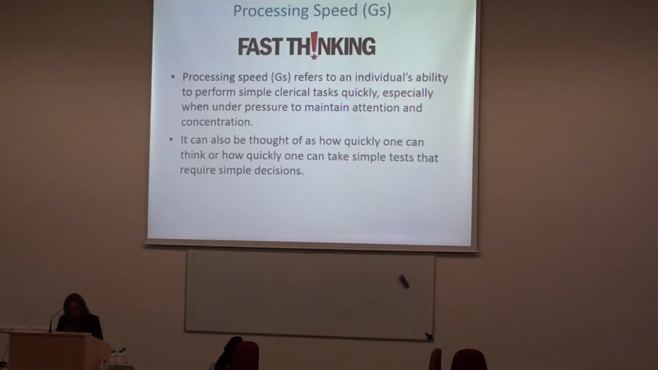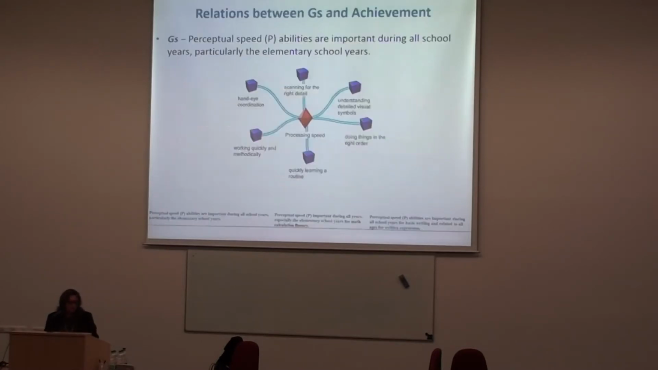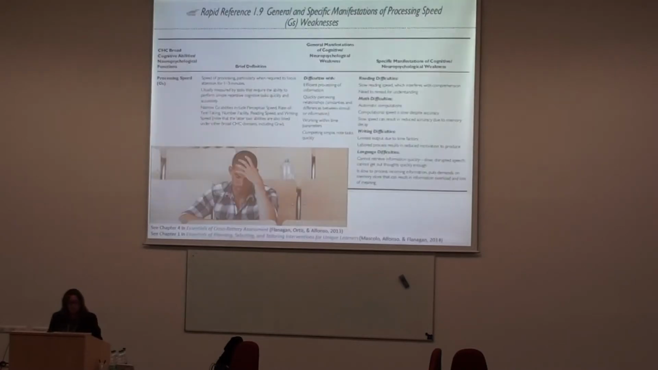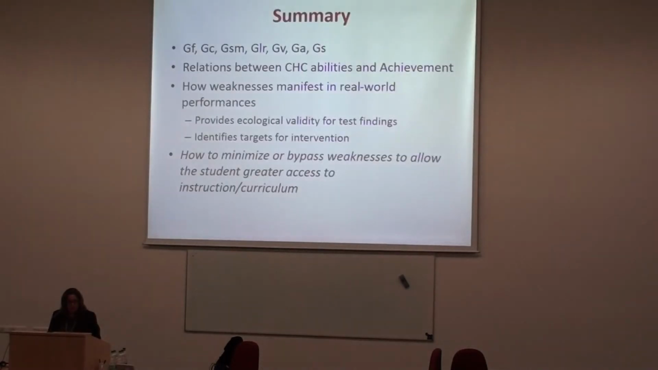And then finally, there's processing speed. Processing speed is how quickly we can do simple clerical type tasks. It usually requires sustained, focused attention. You're familiar with coding subtests, symbol search subtests. That's what we're talking about here with processing speed. Processing speed is important during the early elementary school years. That's because that's when we're developing basic skills and we're working toward being automatic in those basic skills, which is where processing speed comes in. Okay, and your manifestations tables.